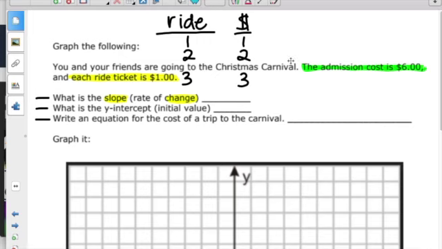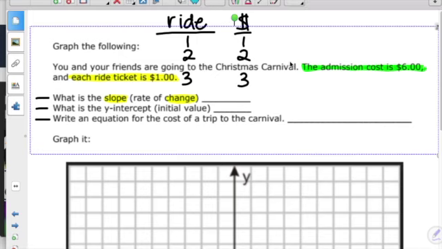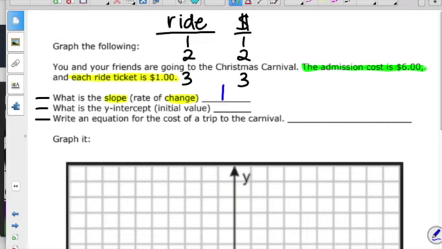And next we're looking for the y-intercept, which is also called the initial value, or sometimes you can think of it as the starting point. So if you think about the cost of admission, that is going to be the initial value. That's what the amount of money you spend starts at. As soon as you get to the carnival, you have to pay the $6. So your initial value, or y-intercept, is 6.